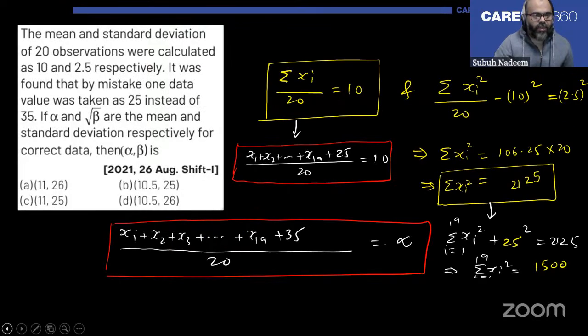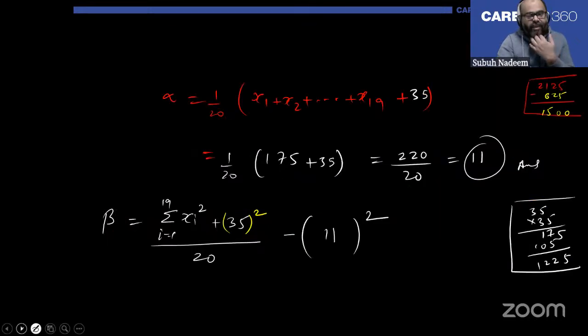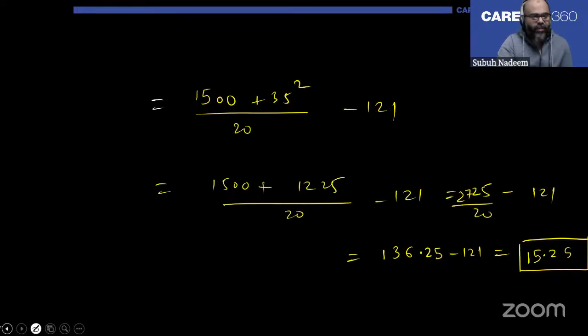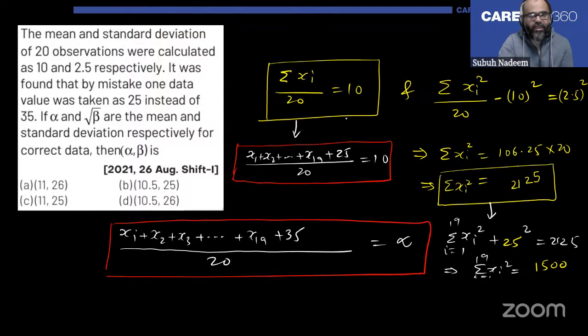They are asking beta, which is not 15.25. Let me see the correct answer. Okay, the correct answer is different. It is 10.5 comma 26. So maybe in finding the mean, we would have made some careless mistake.